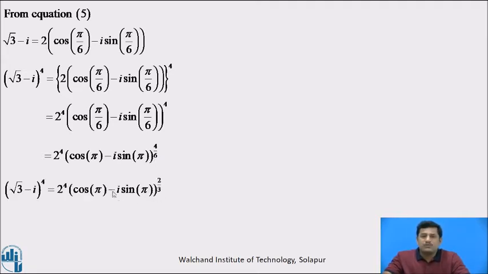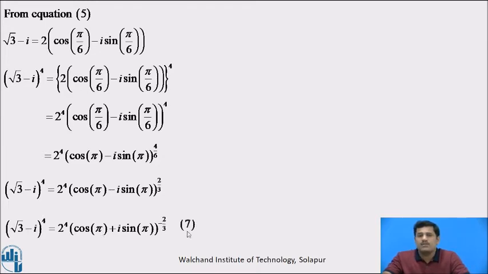Now again, to write this minus sign as plus, we will use the identity cos theta minus i sin theta is equal to cos theta plus i sin theta bracket raised to minus 1. So taking minus in the power, we get 2 raised to 4 into cos pi plus i sin pi raised to minus 2 by 3. Call it equation number 7.